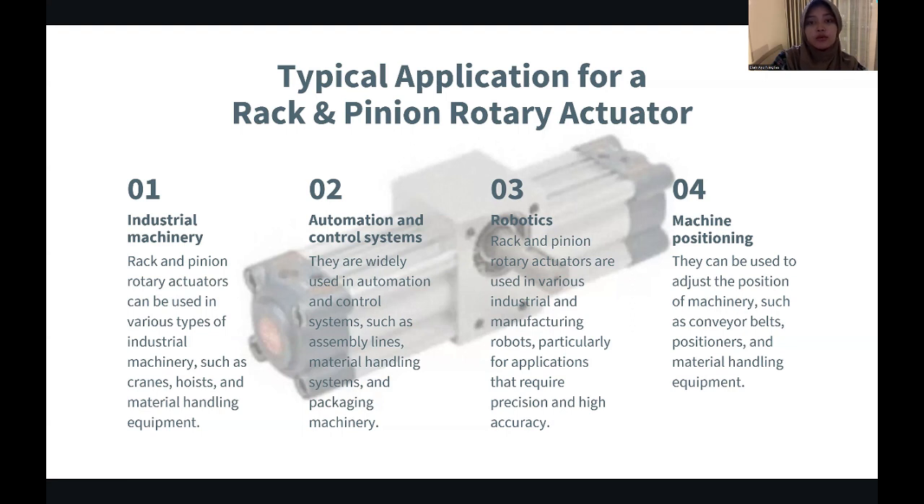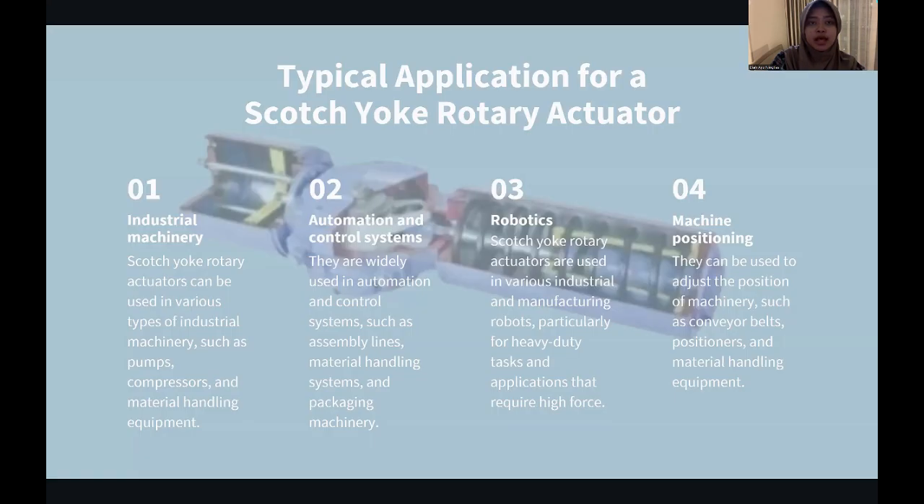And 3, robotic. Rack and pinion rotary actuator are used in various industrial and manufacturing robot, particularly for applications that require precision and high accuracy. Machine positioning, they can be used to adjust the position of machinery such as conveyor belts, positioner, and material handling equipment.